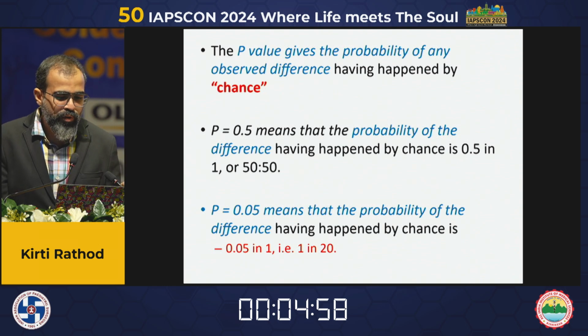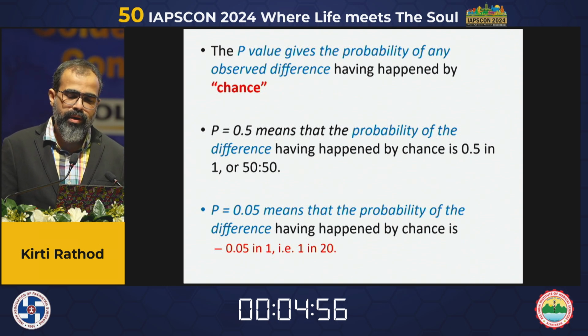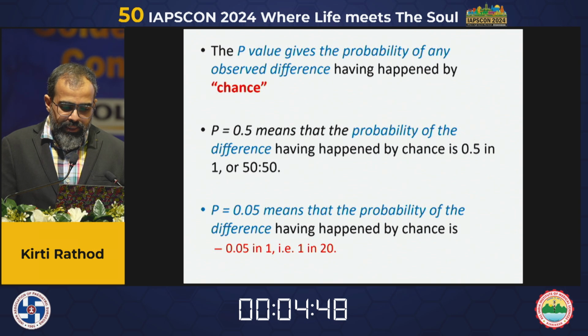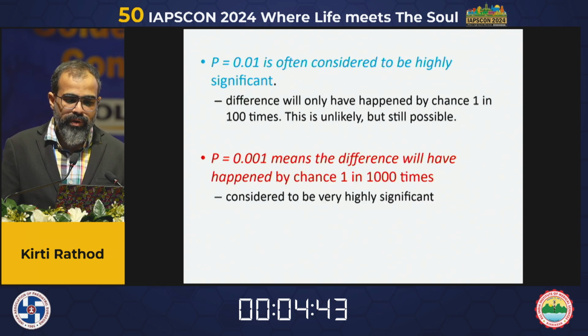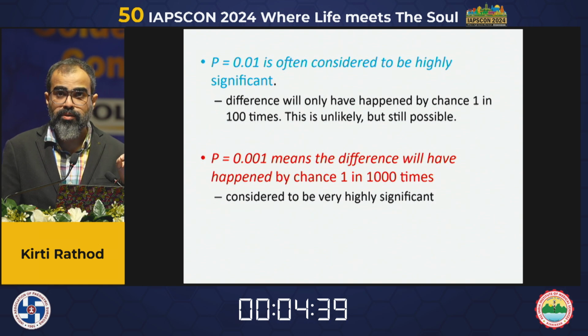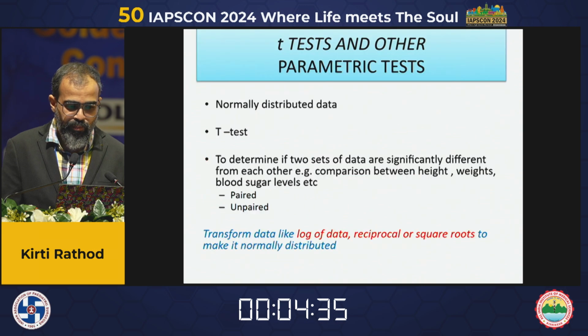So this is the p-value. We know that p-value 0.05 means there is a statistical significance. This means that if an event has happened between the two sets of people, it has happened by chance only 1 in 20 times. If it is 0.01, it has happened only 1 in 100, and if it is highly significant, like 0.001, it has happened by chance only 1 in 1,000 times.